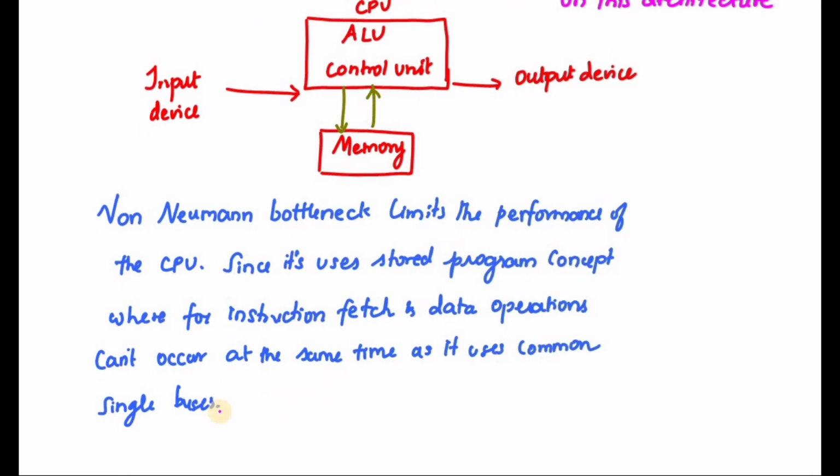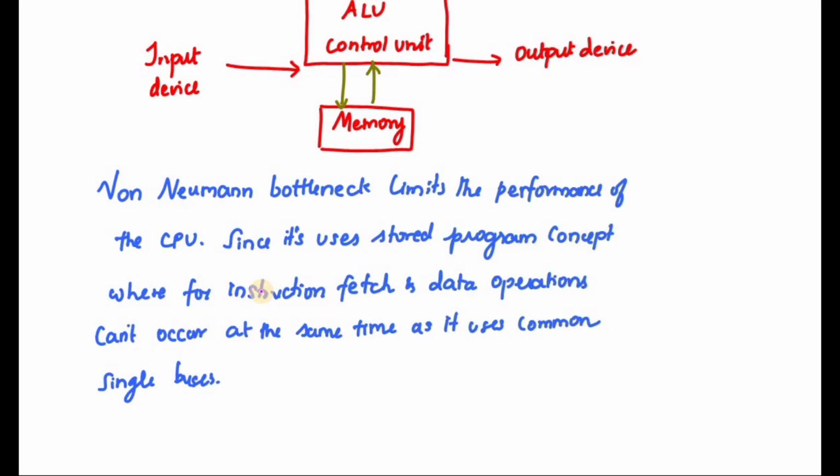Since it uses a single bus, the single bus is used for instruction fetch and also for data operations, which cannot occur at the same time. Therefore, for executing a single instruction, it will take more than one cycle. So that is the problem of von Neumann architecture. To avoid this problem, we go for Harvard architecture, where we use a separate bus for instruction fetch and a separate bus for the data operation.